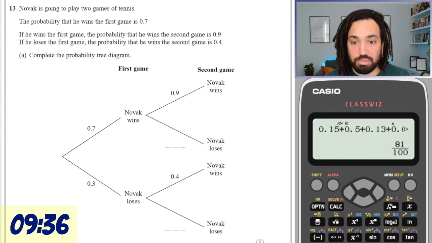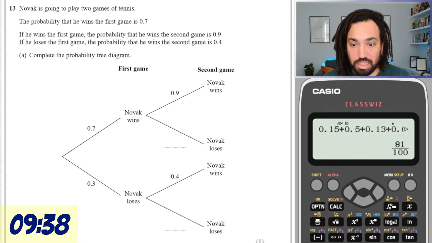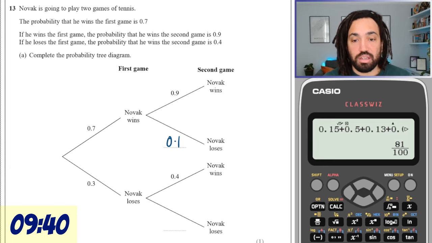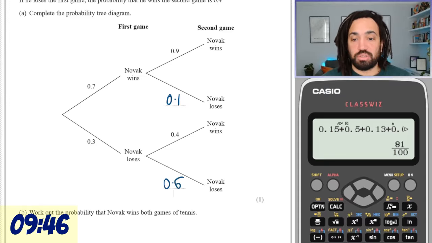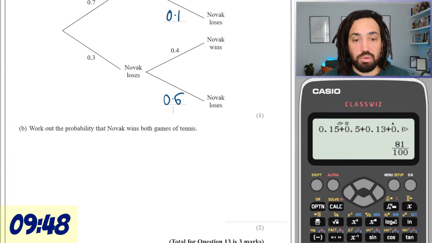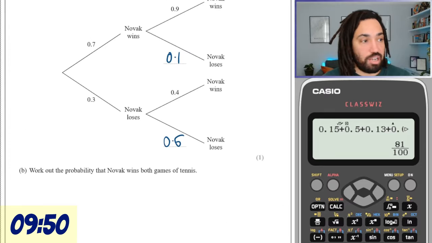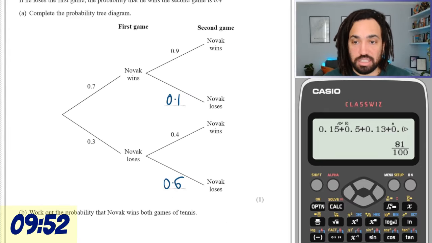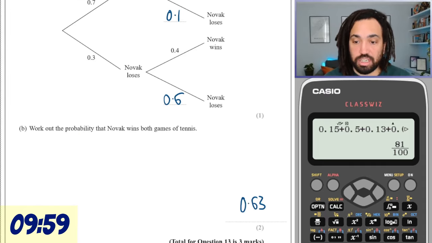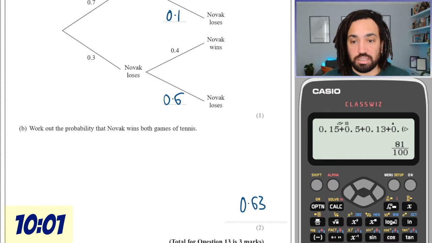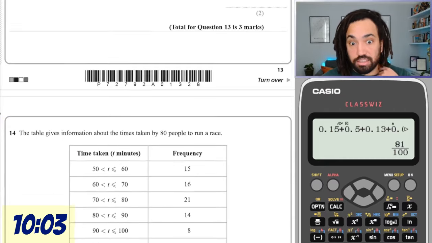Okay, probability tree diagram. So that's 0.1 because 0.9 he wins, and this must be 0.6 because 0.4 he wins there. Work out the probability that Novak wins both games of tennis. Okay, so that's 0.7 times 0.9, which is 0.63. Yes, okay. That's it, fine.